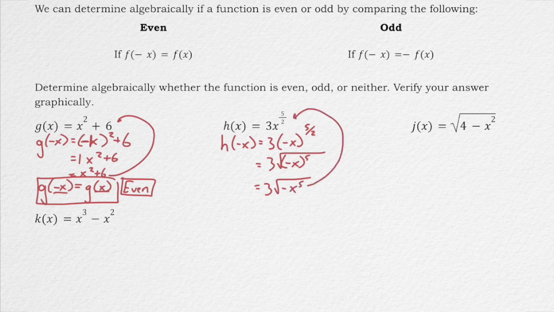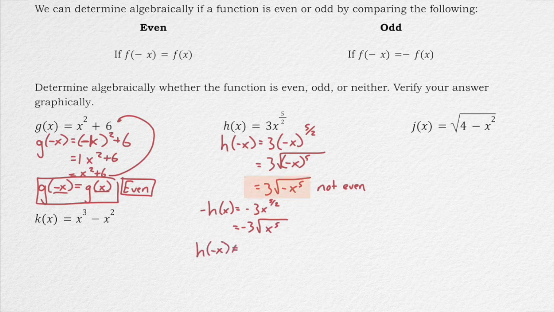Now, this is not the same as the original function, so that means it's not even. But it could be neither, so just because it's not even doesn't mean that it has to be odd. So now I have to look at negative h of x and see what happens here. If I just take the original function and multiply it by a negative 1 in front, that would look like this. And again, I could write it in radical form, but the negative 3 still stays out front, so this would be the square root of x to the 5th here, but it would be negative 3 in front. Now these are also not the same thing. In other words, h of negative x, the first thing I found, that's also not the same thing as negative h of x. So that means it's also not odd. And if something is not even and not odd, that means it must be neither.